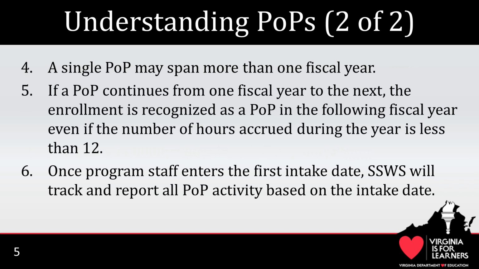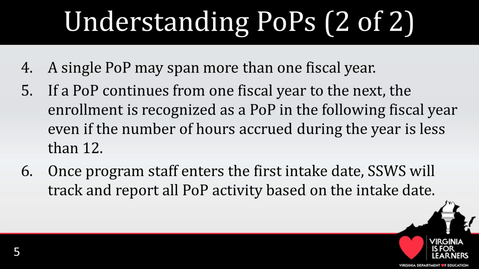A POP may extend beyond a single fiscal year. However, activity occurring in a POP that extends into a second fiscal year must be reported separately according to the fiscal year in which the activity occurred. For example, a student starts a POP in fiscal year 2017-18 and doesn't exit the program, and therefore the POP, until sometime in fiscal year 2018-19. If the student makes a post-test gain in 2017-18, the gain is reported in 2017-18, not in 2018-19.